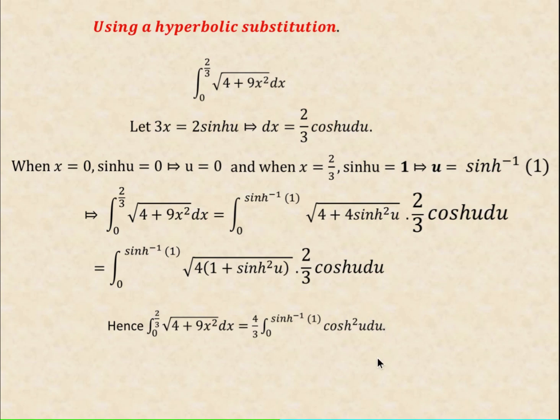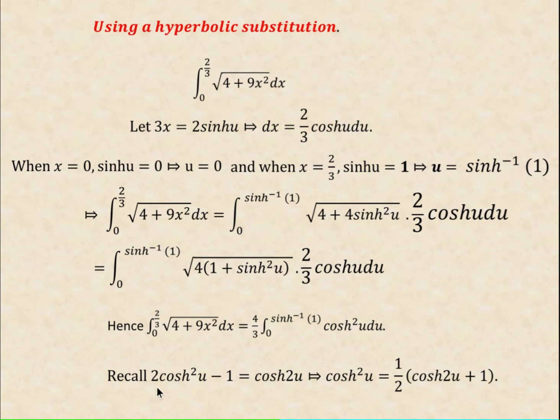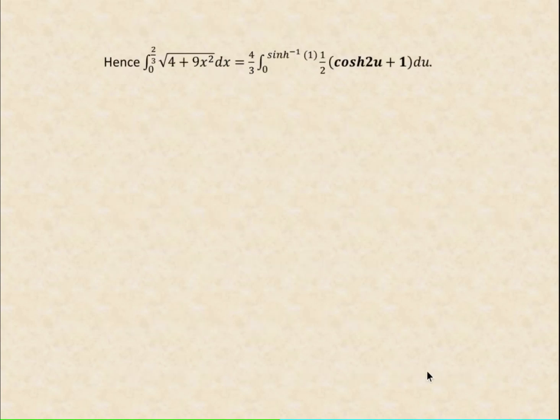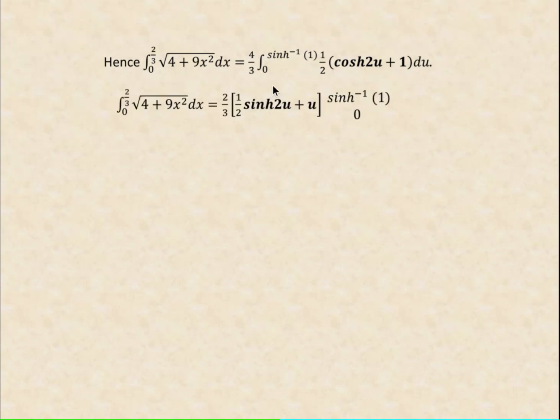At this point, it is difficult to integrate cosh squared u directly, so we need to bring in another identity to help. The identity that 2 cosh squared u minus 1 equals cosh 2u, which we can then make cosh squared u the subject to have half into cosh 2u plus 1. So we can then proceed to replace cosh squared u by half cosh 2u plus 1 in the integrand, and in the next step then 4 over 3 times half would give 2/3, and the integral of cosh 2u is half sinh 2u, and the integral of 1 with respect to u is u.